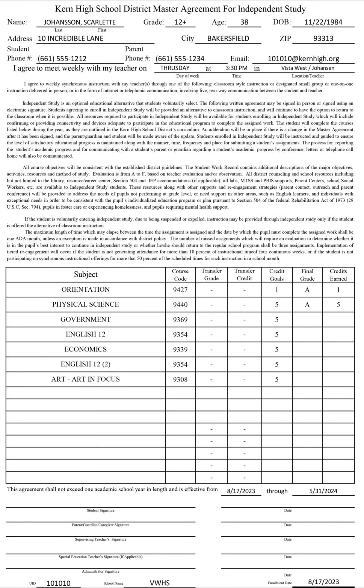The master agreement is a contract between the school district and the student and their parent. You're going to want to fill out the master agreement before you meet with the student and their parent and after you do a transcript evaluation, so that you'll know what classes you're going to be putting into the master agreement for that semester.